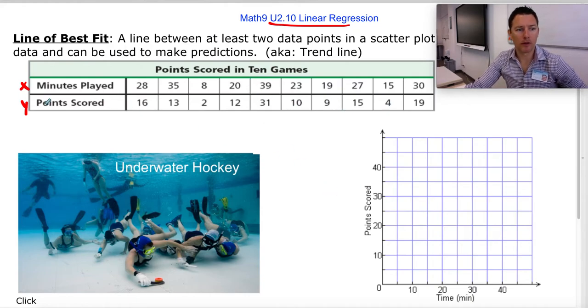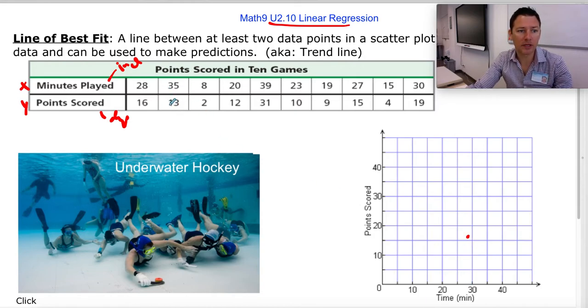All right, so this is the X, this is the Y. You'd expect the X to be independent and the Y to be dependent, right? This depends on the minutes played. So if you graph these, this first one would be 28, 16. So 28, almost 30, and 16. So I think it'd be like right there.